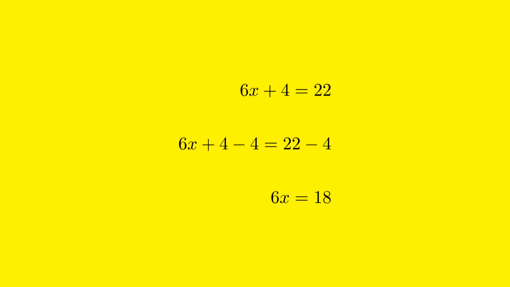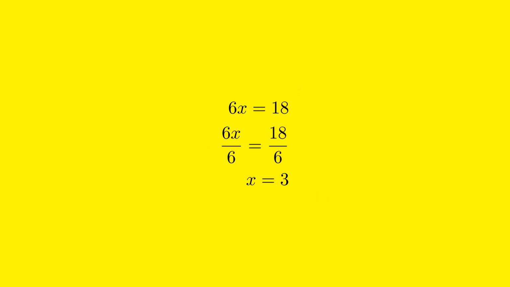When we subtract 4 from 6x plus 4, we are left with 6x because 4 minus 4 equals 0. This simplifies the left-hand side to just 6x. On the right-hand side, we also subtract 4 from 22, so we calculate 22 minus 4, which equals 18. Now the equation is simplified to 6x equals 18. This is the result of our first step, and it sets us up for the next step, which will help us to completely isolate x.